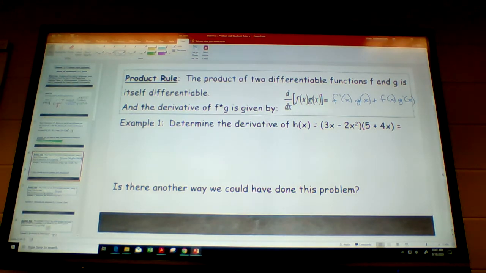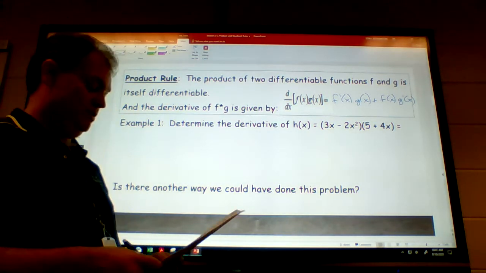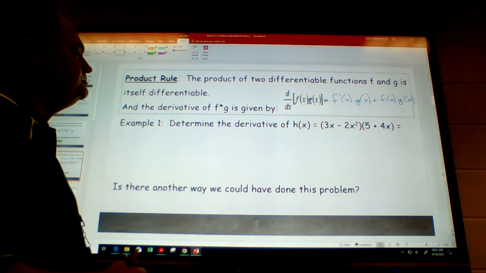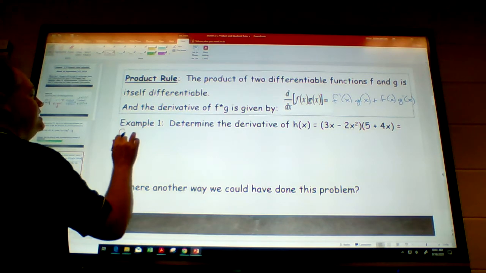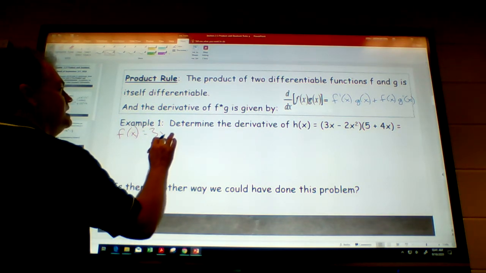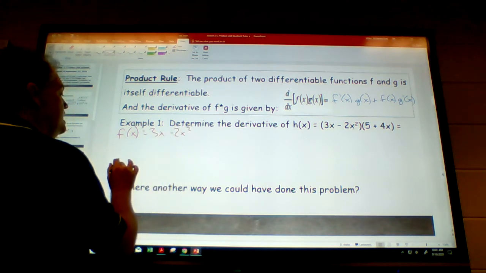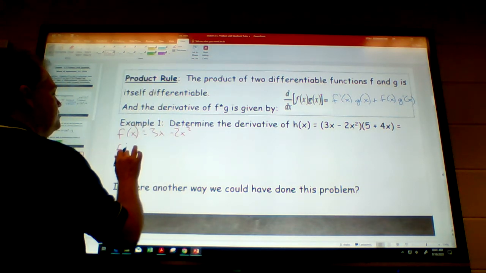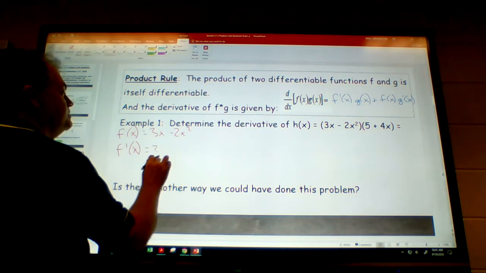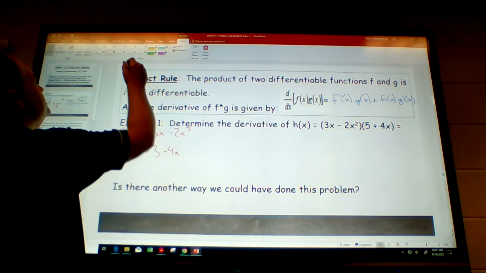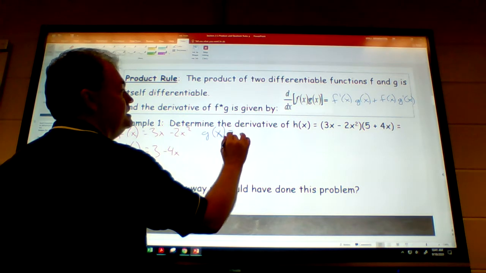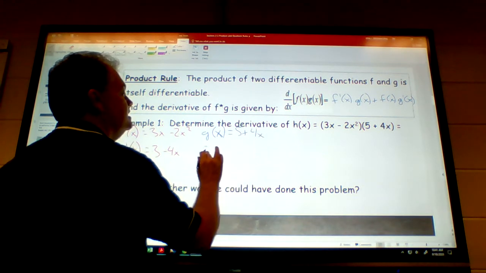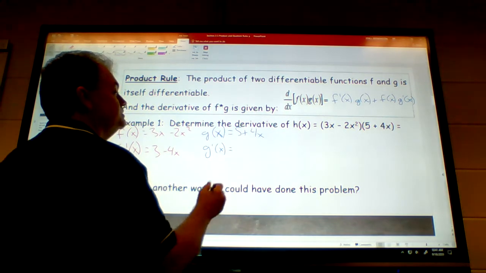Now, we can do that with the following example. I'll actually go about this next example both ways so you see how they work. All right. Now, using the product rule, I know that f of x equals 3x minus 2x squared, and f prime of x equals 3 minus 4x from what you saw there. Now g of x is going to equal 5 plus 4x, and then g prime of x equals 4.